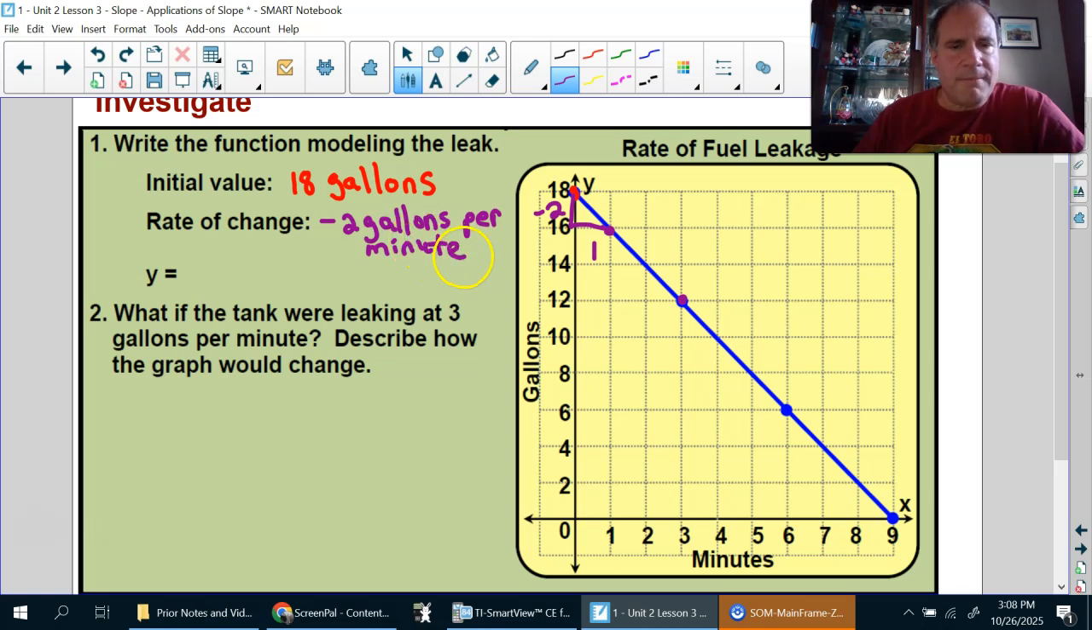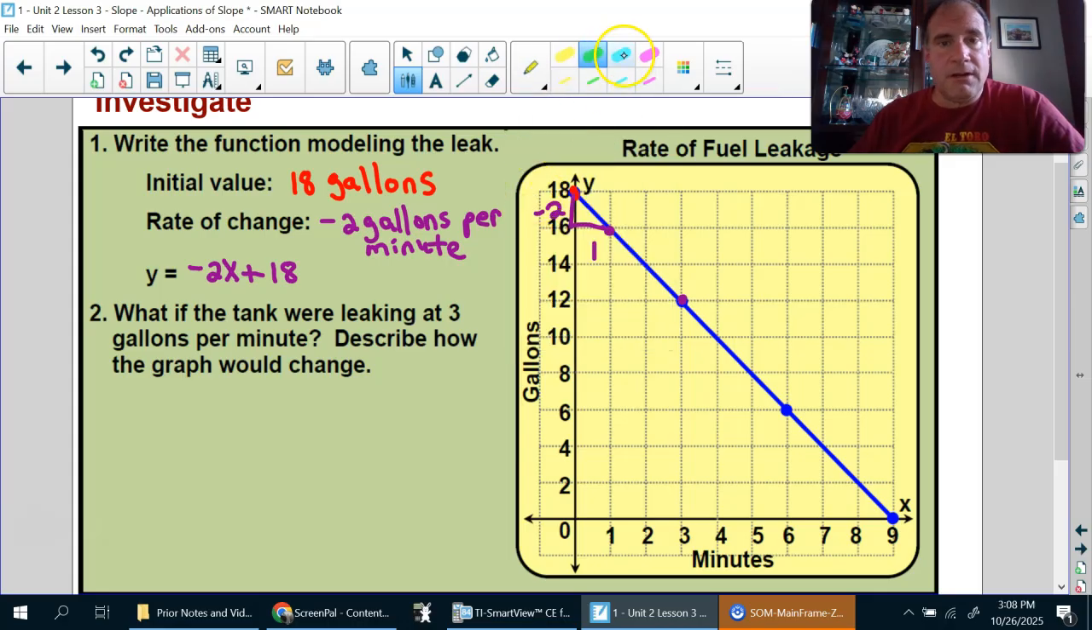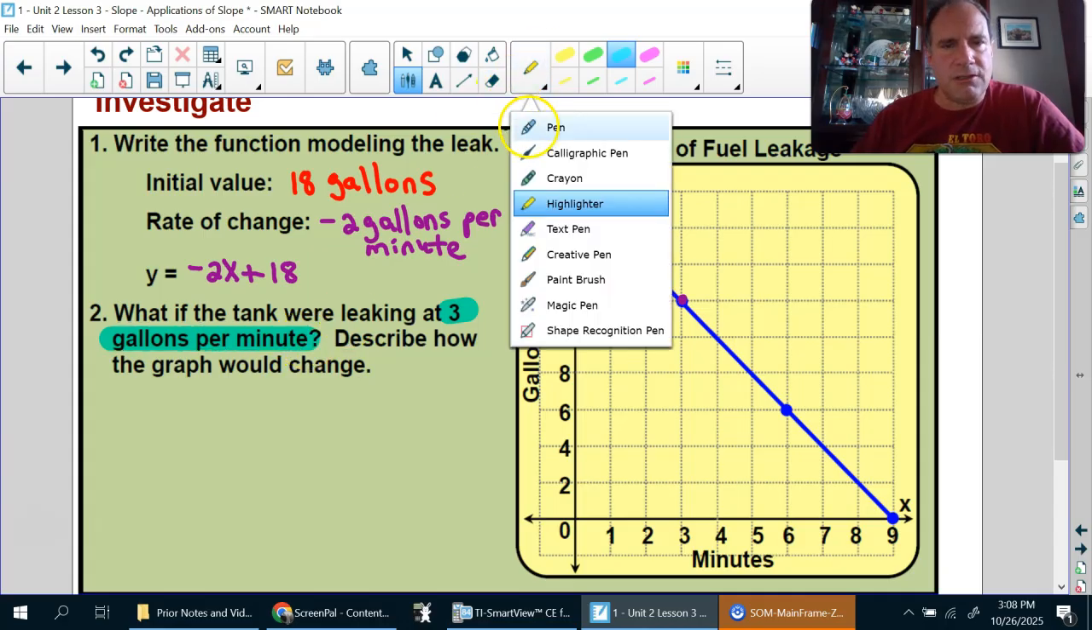And the y equals mx plus b, the slope-intercept form, is y = -2x + 18. So what if the tank were leaking at 3 gallons per minute? Now we are changing the amount of leakage that's actually happening. So if the tank was leaking at 3 gallons per minute, describe how the graph would change.